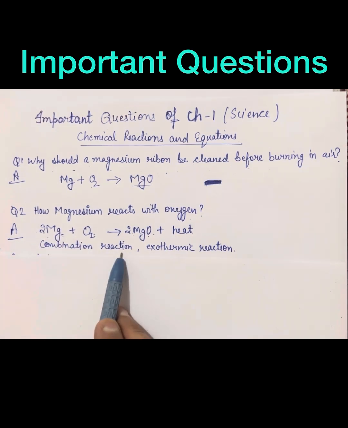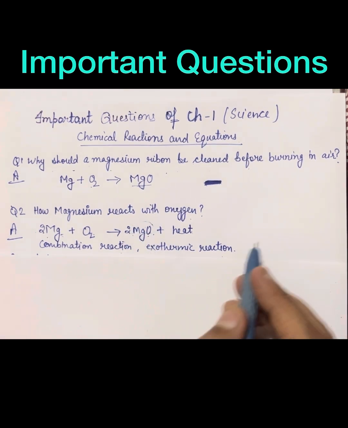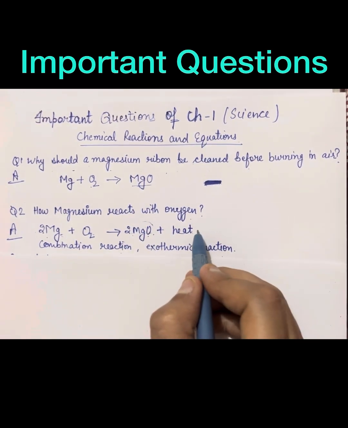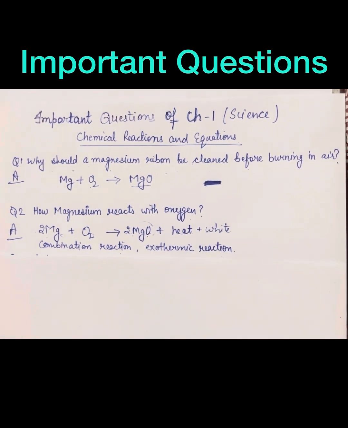This is a combination reaction, an exothermic reaction, and the color of magnesium oxide is white. And children, white heat, white light is produced, dazzling white light.